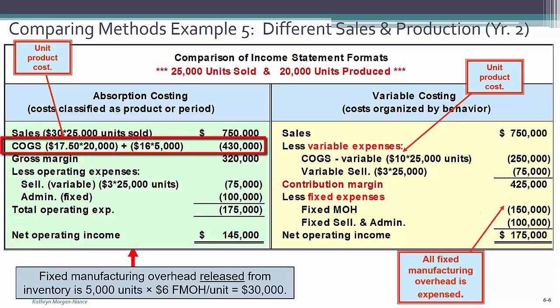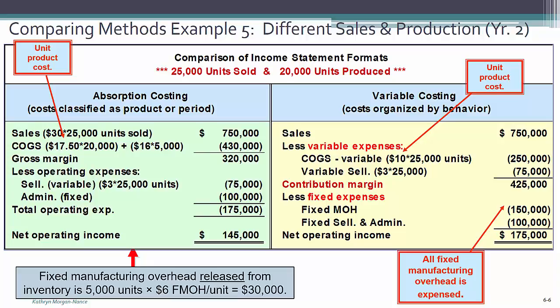Notice that cost of goods sold of $450,000 under absorption costing contains units manufactured in both year 1, 5,000 units at $16, and year 2, 20,000 units at $17.50. As an aside, while the sale price is the same at $30 per unit, the gross margin for year 1 units is higher than the gross margin for the year 2 units, all because of differences in our production volume. The remainder of our expenses are calculated as we've seen previously based on units sold. Net operating income in this case is $145,000.